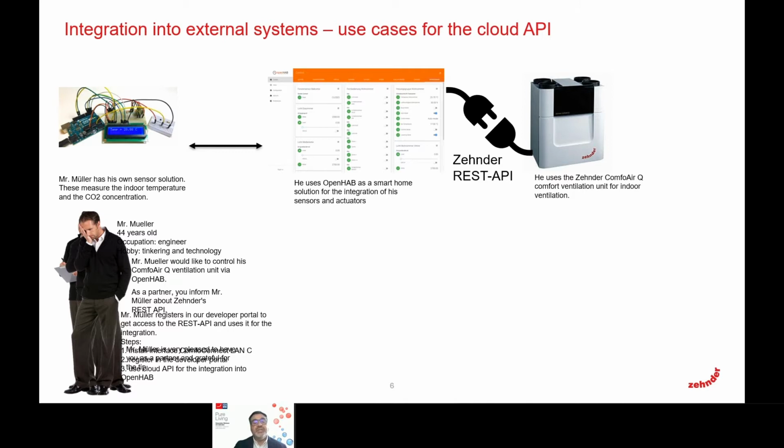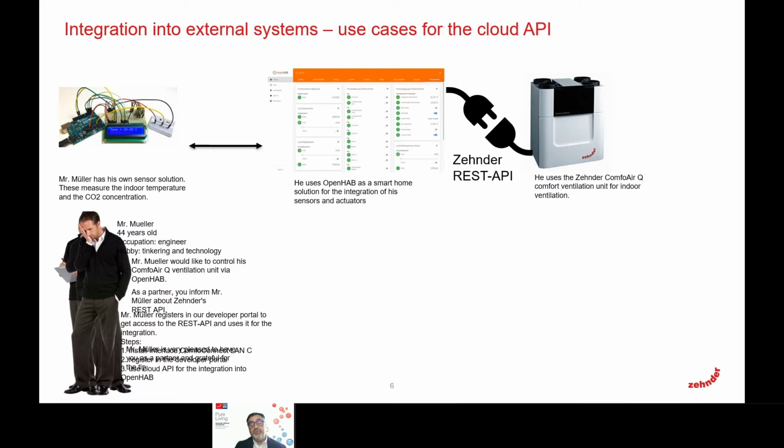With this integration, he is able to act on the data that is sent by the sensor. For example, taking the indoor temperature to acting on the heating in his rooms. Mr. Müller is also a proud owner of a Zehnder ComfoAir Q, and he would like to integrate his ComfoAir Q also to the OpenHub smart home system to use more extended usage scenarios. But Mr. Müller has a problem. He doesn't know how to do it.